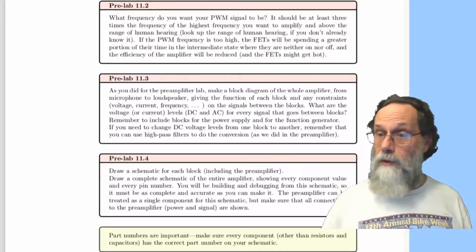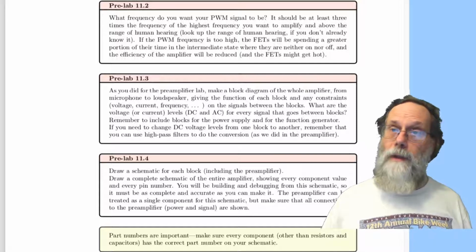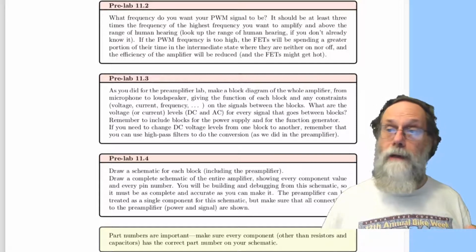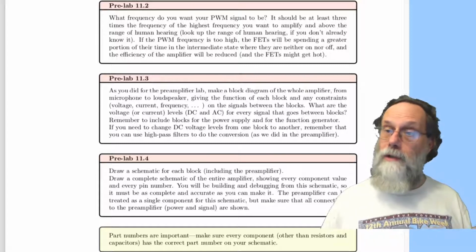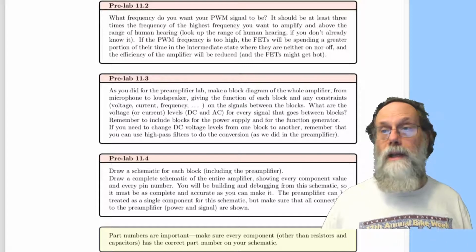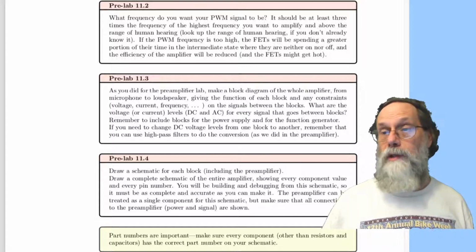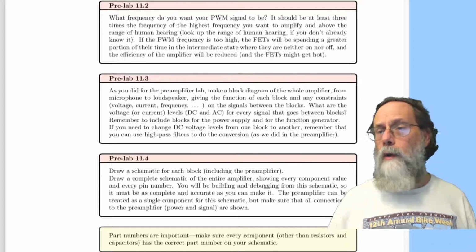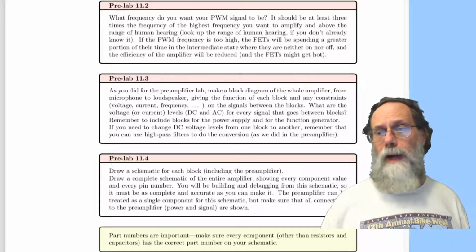Now, you do have some constraints on your PWM, because if your PWM frequency gets too high, then the field effect transistors will be spending a lot of time switching, and a greater portion of their time will be doing that switching, and so you get loss of efficiency. So generally you want to use the lowest PWM frequency that you can easily filter out.